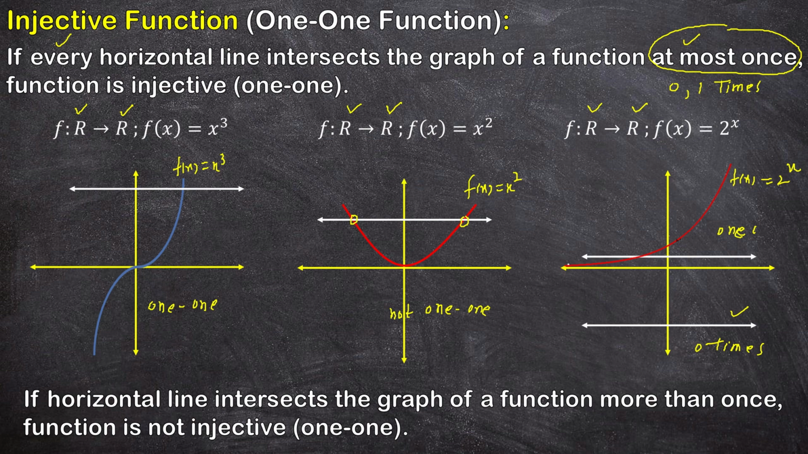That is, if every horizontal line intersects the graph of a function at most once, that is 0 or 1 times, it is still an injective function. So 2 to the power x is intersected once or 0 times. So 2 to the power x is also a one-to-one function.